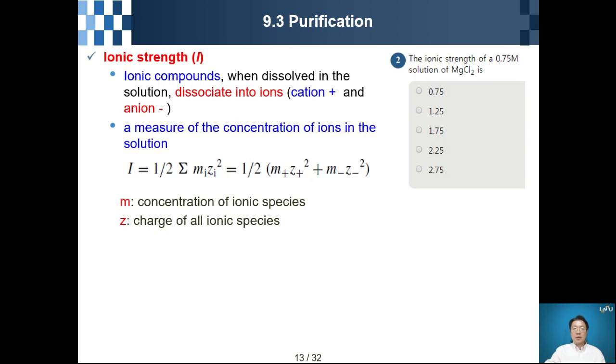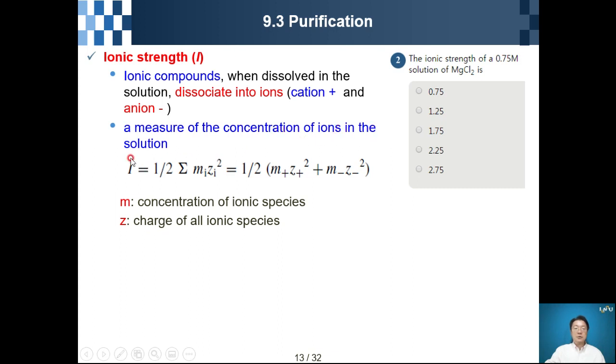Okay, in this slide, I will explain the third subject, purification. Before we study purification further, let me start with ionic strength, which we call I. Ionic compounds, when dissolved in solution, dissociate into ions, for example cations and anions. Cations have a plus charge, and anions have a minus charge. So ionic strength is the measure of the concentration of ions in the solution.